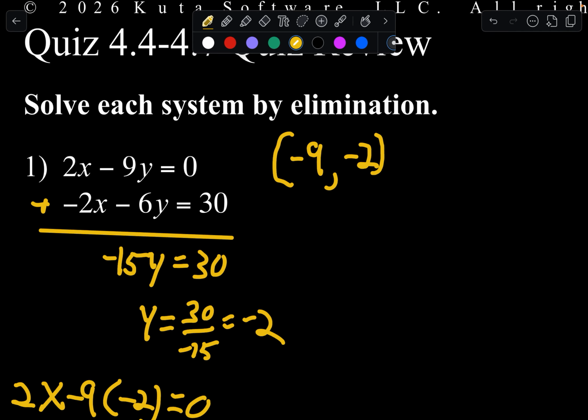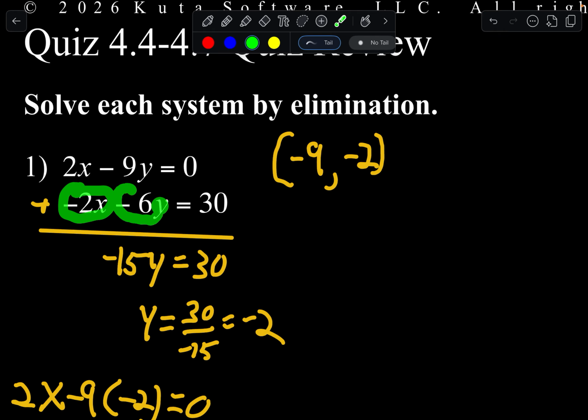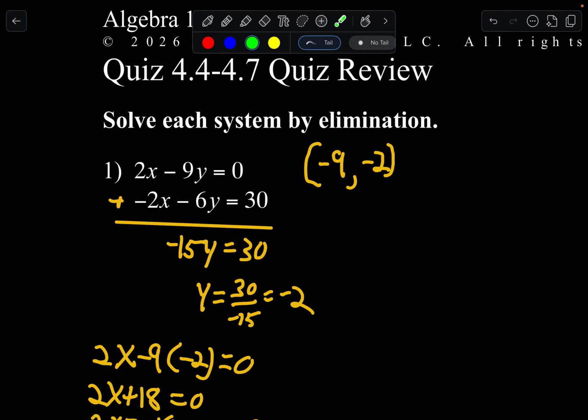You could check your work. I'm not going to show it, but I will just say it out loud. You take negative 9: 2 times negative 9 is negative 18. Negative 9 times a negative 2 is positive 18. Negative 18 plus 18 is 0. It works. Negative 2 times negative 9 is 18. Minus negative 6 times negative 2 is positive 12. So 18 plus 12 is 30. It works in the bottom. All right, so this is the solution, and you would circle your answer because you know Mr. Eggleston likes you to circle your answers.